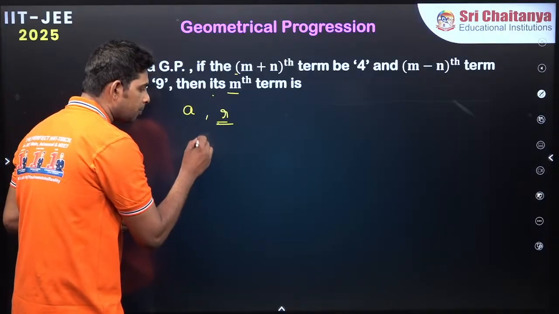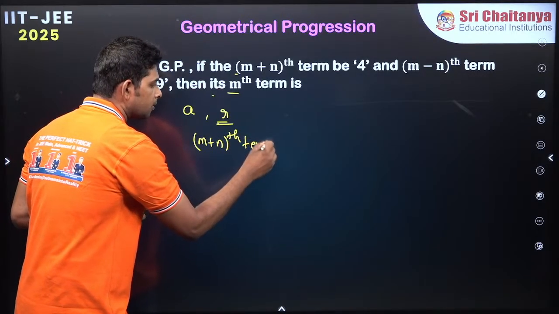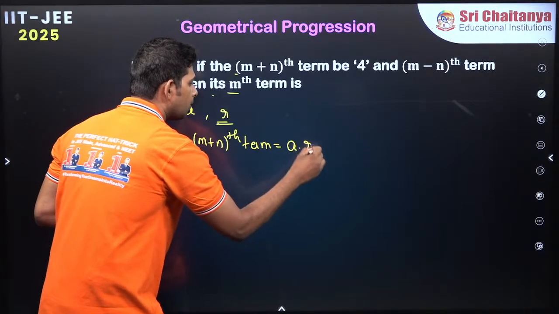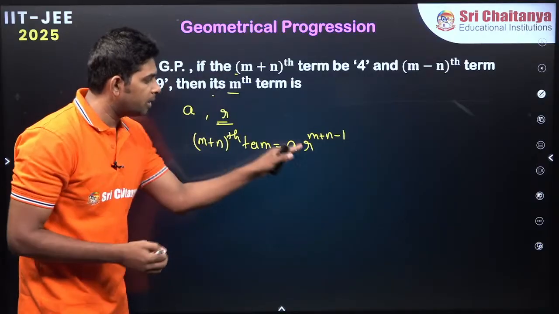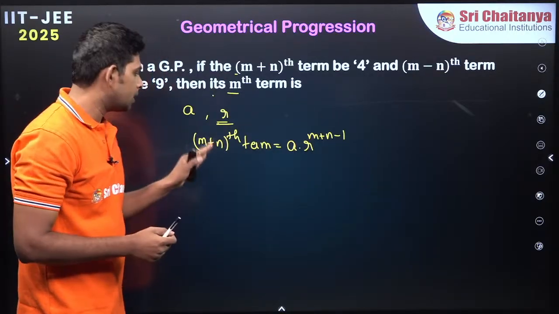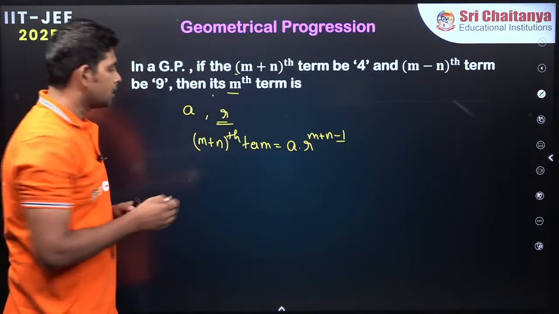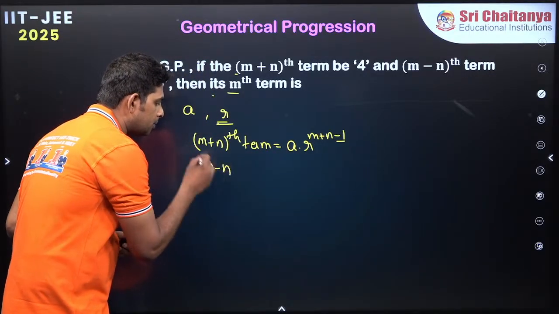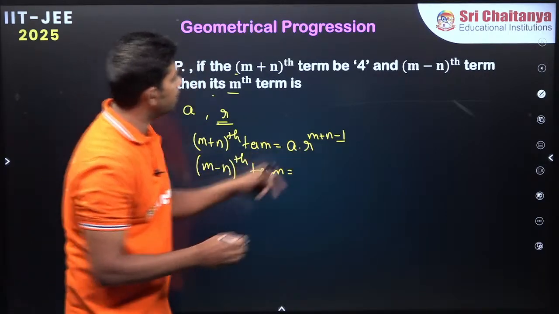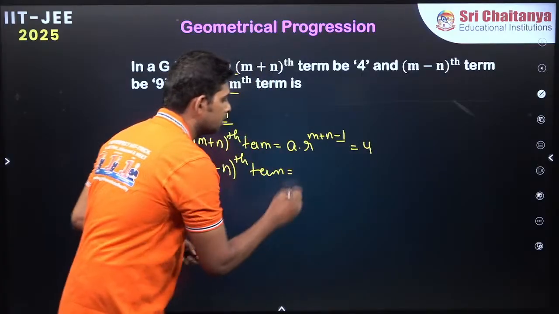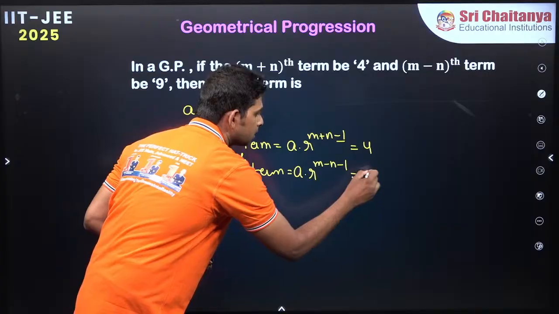Can I write like this? The m plus nth term is going to be a times r power m plus n minus 1, because the nth term will be a into r power n minus 1. Similarly, why don't we take the m minus nth term also, because they have given that one also. This one they have given as 4, very nice. And this one they have given, a r power m minus n minus 1 is equal to 9.